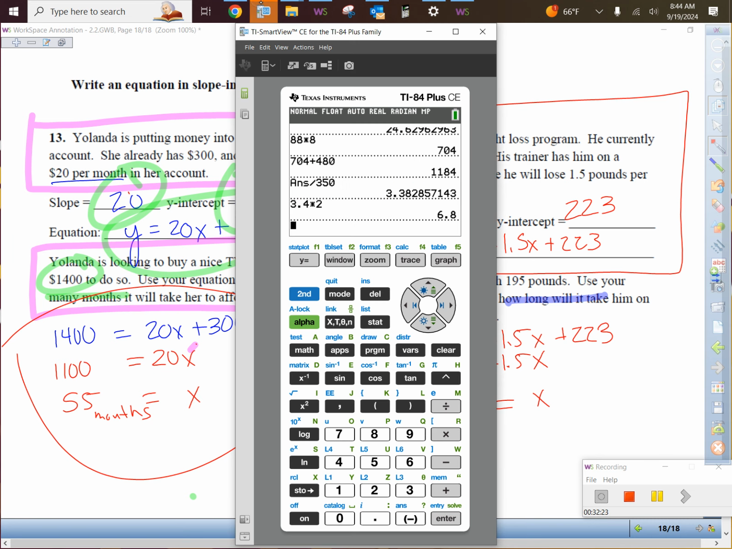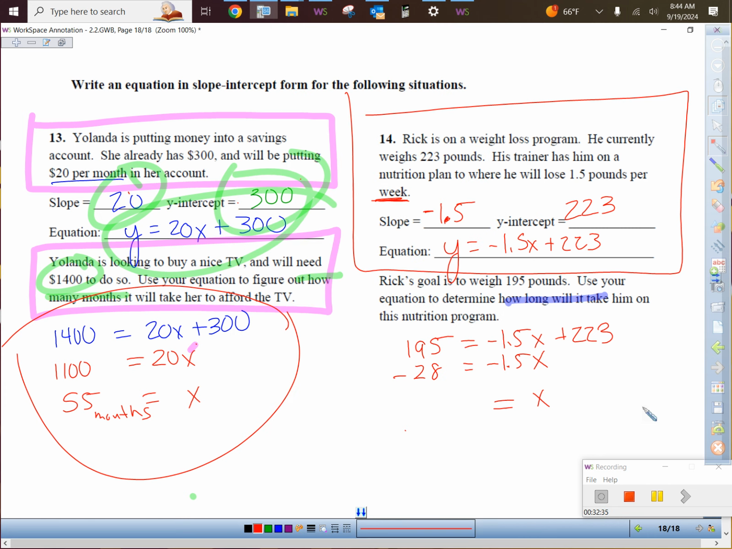What is negative 28 divided by 1.5? Watch this. I'm not even going to type the negatives in. Once you get smart like that, why do negative 28 divided by negative 1.5 when you know a negative divided by a negative is a positive? So, oh no, 18.6 repeating. What do you think homework's going to want for an answer? How many weeks will it take him to get down to that weight? Will it take 18 weeks or will it take 19 weeks? This is more than 18 weeks. It will happen in the 19th week somewhere, probably on a Thursday.